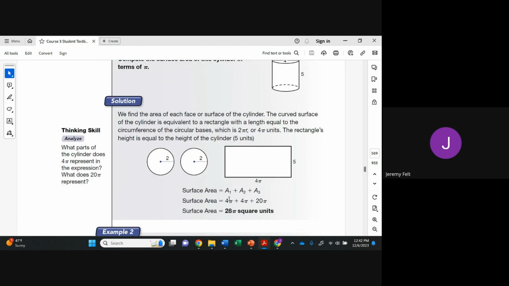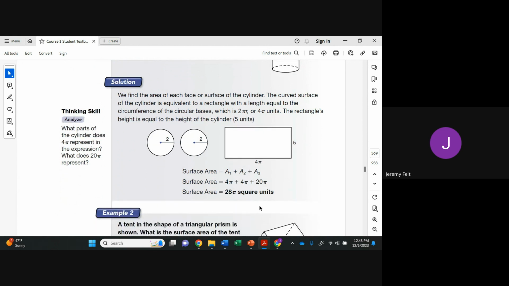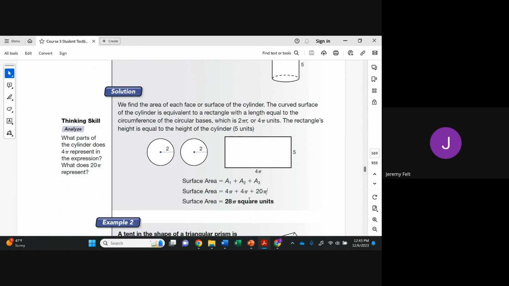Then we add them. Again, we can combine like terms since it's 4 pi, 4 pi. Now if it's pi squared, obviously same as if it's x or y or a, b, whatever. We can only combine if it's the same term to the same value. So 4 pi, I have 4 of them. I add 4 more, and then 20 more. I have 28 pi square units. We weren't told what the units were, so we'll just put square units.